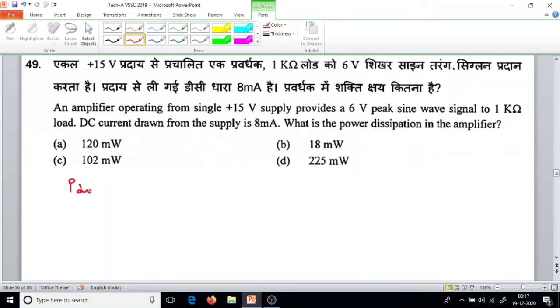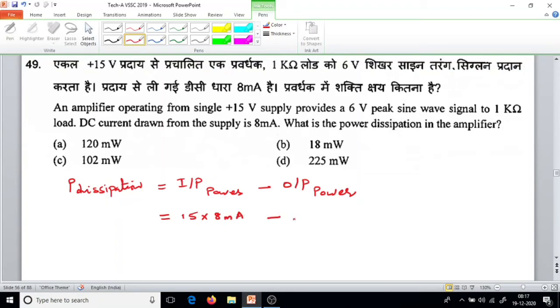Power dissipation is given by input power minus output power. This will give the power dissipation. What is the input power? What is the supply voltage? 15 volt. V into I. 15 multiplied by, what is the value of I? 8 milliamps.